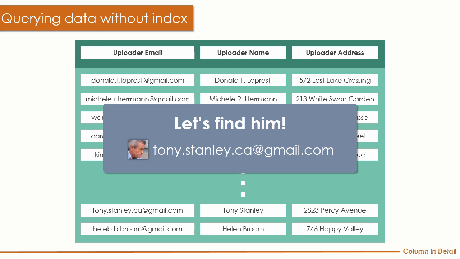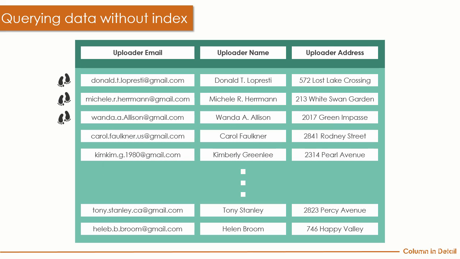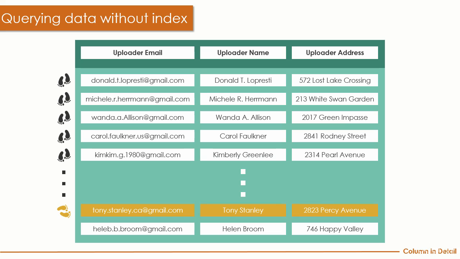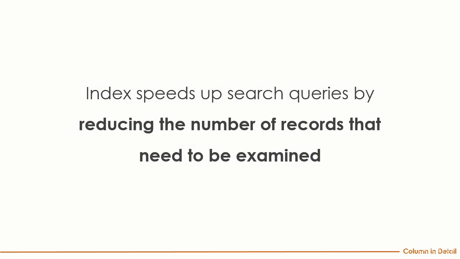Say we want to find the uploader email address tony.stanley.ca@gmail.com. Then the database needs to walk through row by row, and finally identify this is the row we're looking for. If you have the index, it can speed up the query of a specific record a lot.